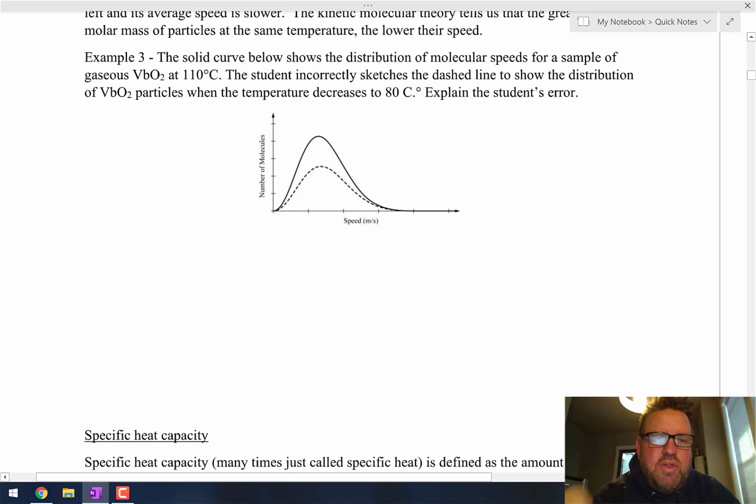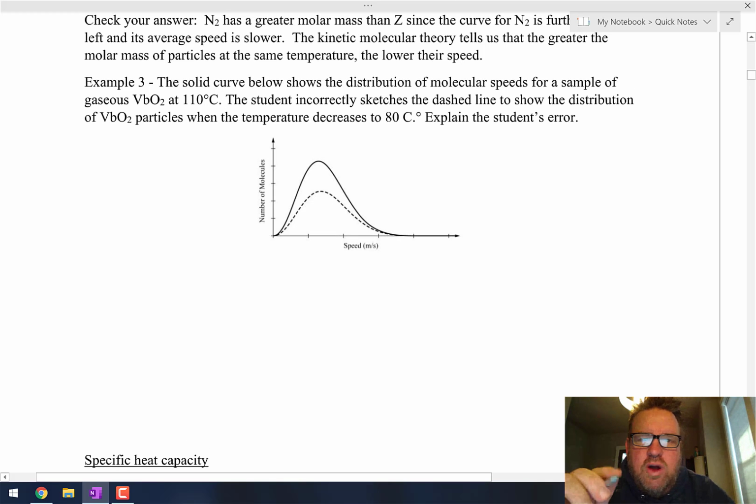Okay, and then example 3 says the solid curve below shows the distribution of molecular speeds for a sample of gaseous VbO2, whatever that is, at 110°. The student incorrectly sketches the dashed line to show the distribution of particles when the temperature decreases to 80°. Explain the student's error. Here's my error, I put the period before the degree sign. Sorry about that. Explain the student's error.